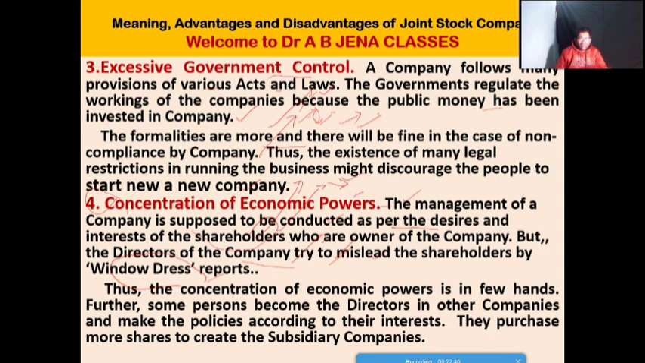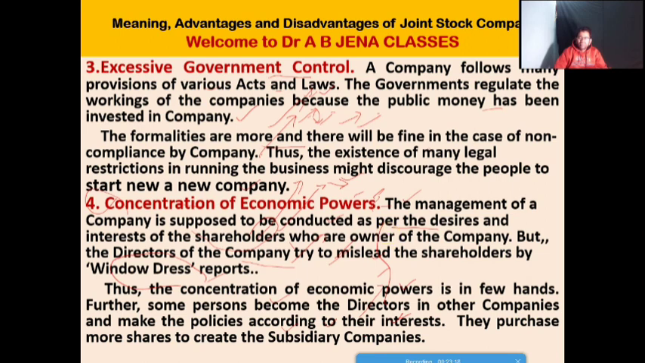Another thing is that the concentration of economic powers is in a few hands. Further, some persons become directors in other companies and make policies according to their interest. So this is another major drawback of a joint stock company. The directors or members will purchase more shares to create subsidiary companies. I request all of you, kindly go through the posted video on different types of companies.